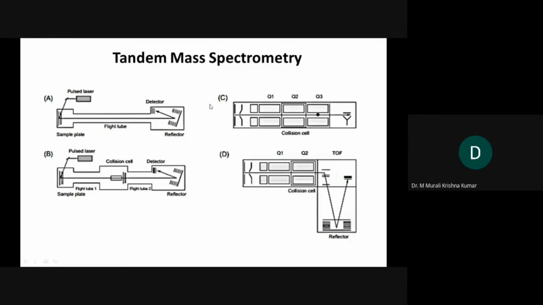So friends, we have tandem mass spectrometry, because TOF can also be integrated with other analyzers. Here, this is a simple linear TOF. In the second case, we have TOF integrated to TOF. This is one TOF, and this is the second TOF. In between, they are integrated through a collision cell.